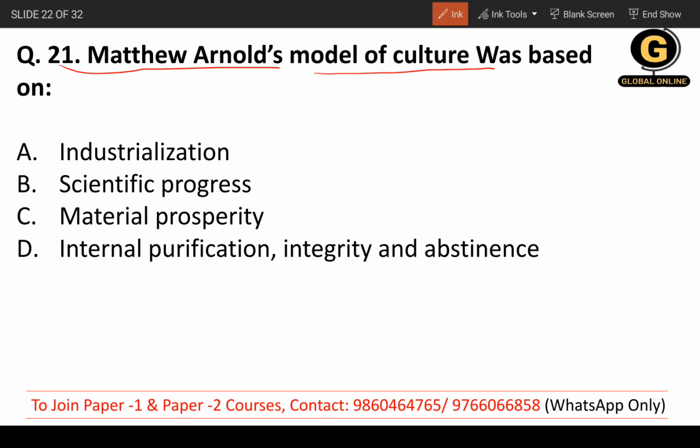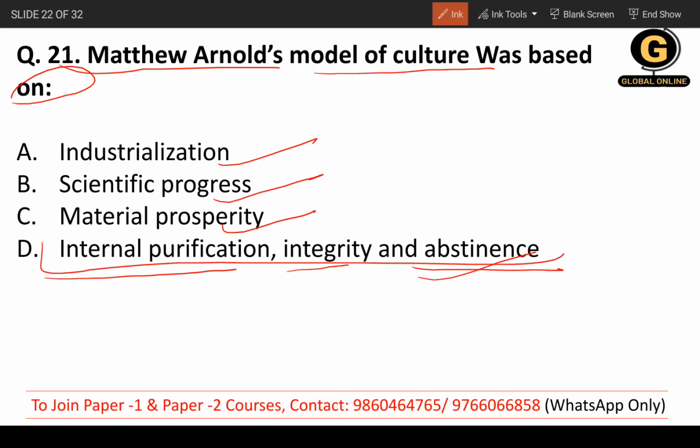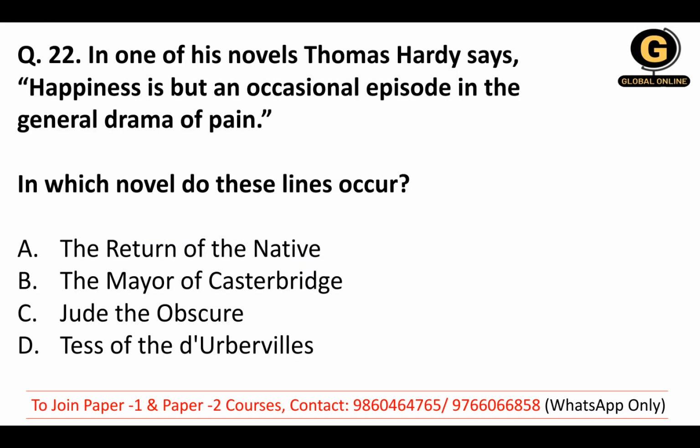Matthew Arnold's model of culture was based on. I hope you all have read about Matthew Arnold's model of culture. It's very easy to identify because of the way Matthew Arnold portrays things, how he usually used to write. So that was easy, but still I am giving you a chance to answer that. The first option is industrialization. Second, scientific progress. Third, material prosperity. The fourth one is internal purification, integrity and abstinence. So it's very easy, and the correct answer is internal purification, integrity and abstinence. Okay, moving on to question number 22.